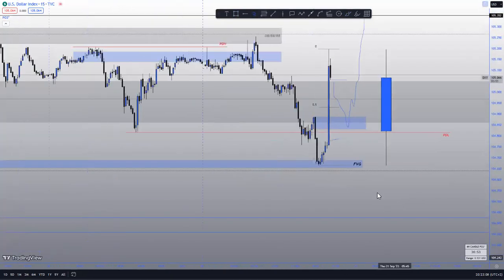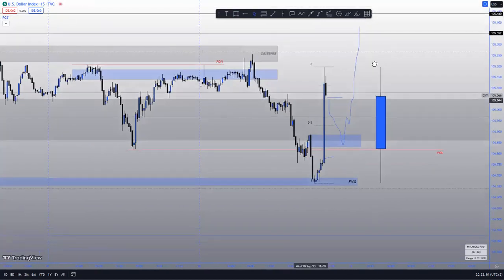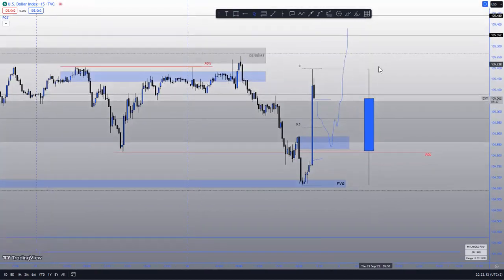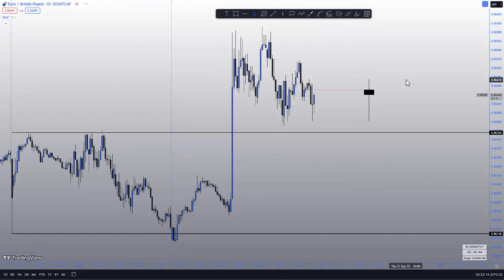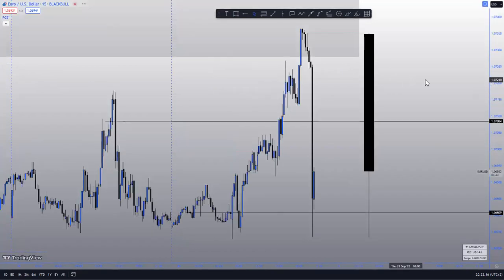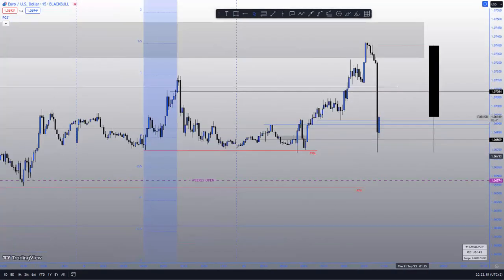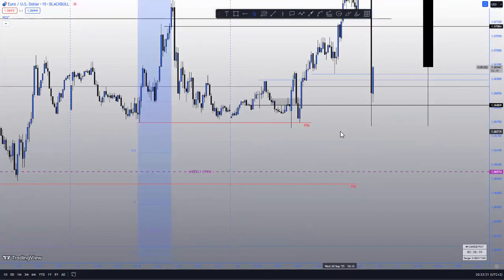And yeah, so I'm still bullish, guys, on dollar. I might be wrong, but I'm still bullish. So I'll go to Euro USD. So this is the Euro USD that I took a loss on earlier.